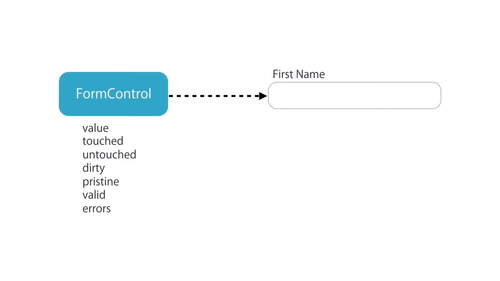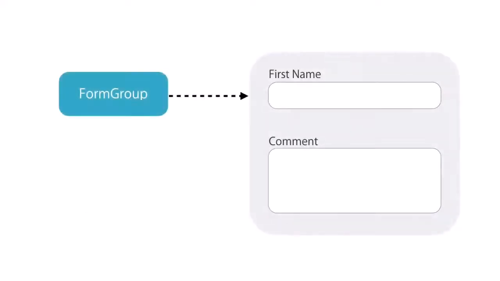So for each input field in the form, we need a control object. Now, similar to the control class, we have another class called FormGroup, which represents a group of controls in a form. Each form is essentially a control group because it contains at least one control.